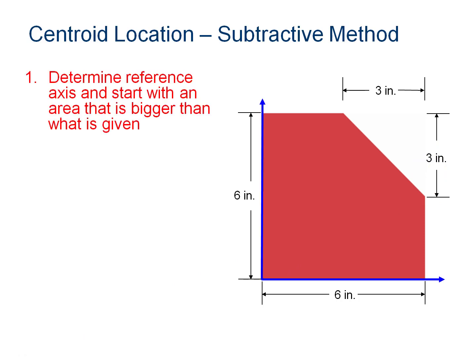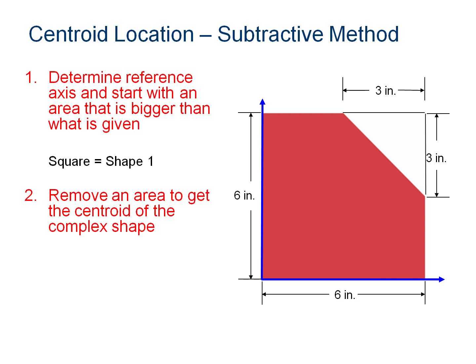So first I'm going to start out and determine that reference axis. And I'm going to use the lower left, same one. And square 1 is going to be the 6 by 6. Now I'm going to say, what do I need to remove to get the centroid? That's step 2. And that is that 3 by 3 triangle. So I've got shape 1 and shape 2.